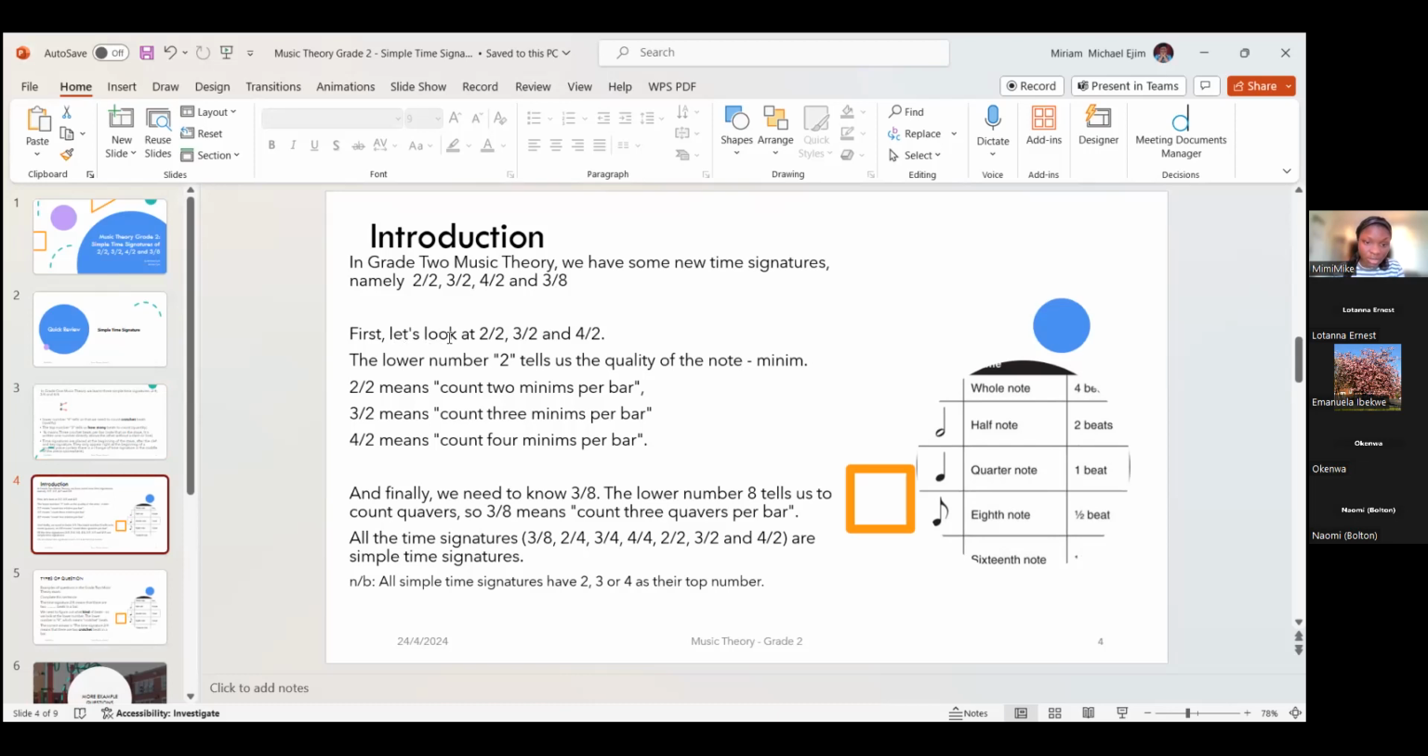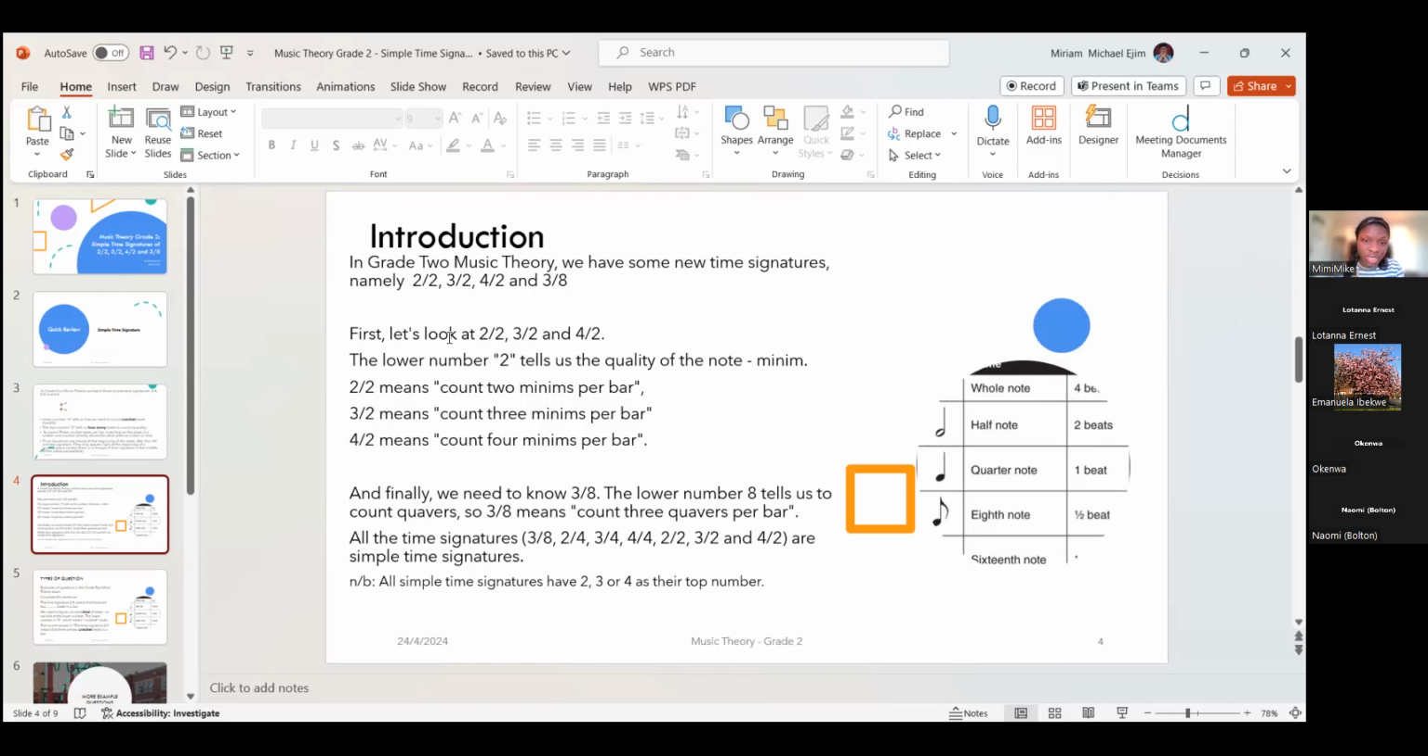Okay, so first we're going to look at 2-2, 3-2, and 4-2 because they all have a common denominator, which is 2, meaning minims. So we can see that the lower 2 tells us that the quality of the notes in that bar are minims. So 2-2 means count 2 minims per bar. 3-2 means count 3 minims per bar. 4-2 means count 4 minims per bar. I hope that's clear enough.